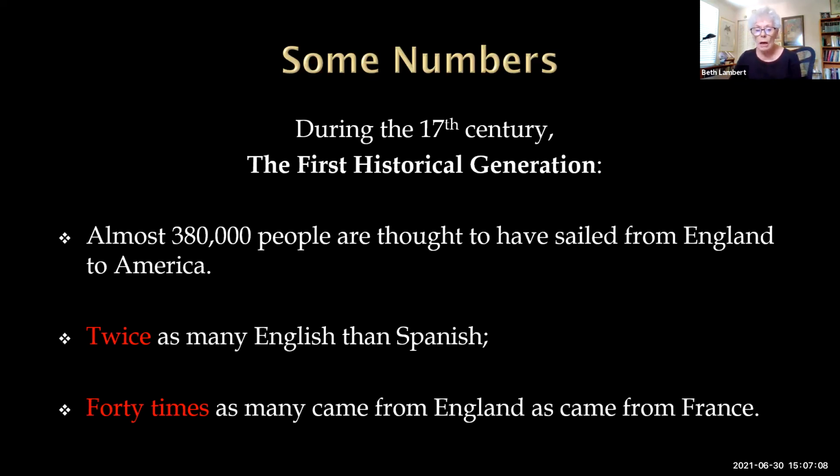The first, almost 380,000 people are thought to have sailed from England to America. Twice as many English as Spanish, 40 times as many came from England as came from France. So that's a lot.